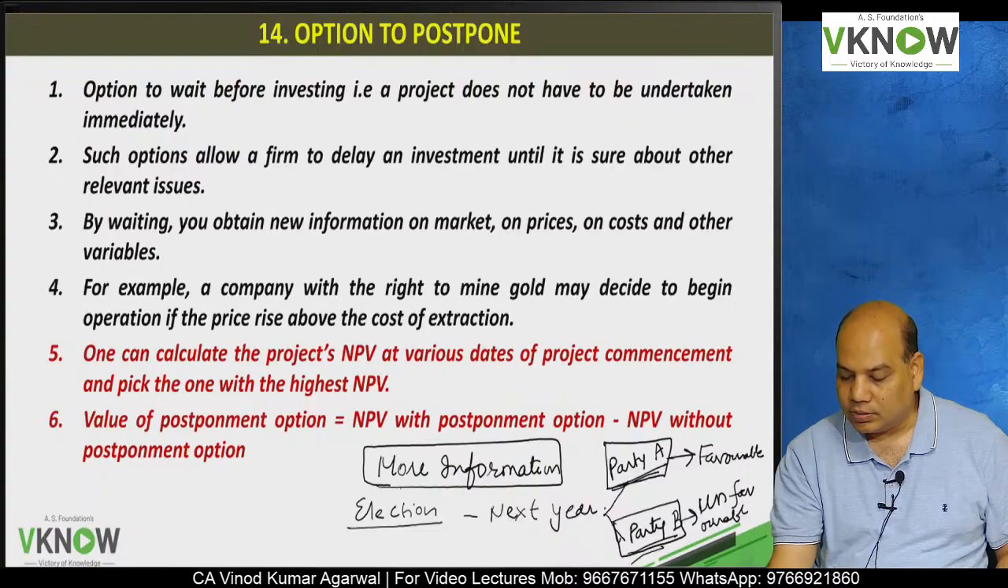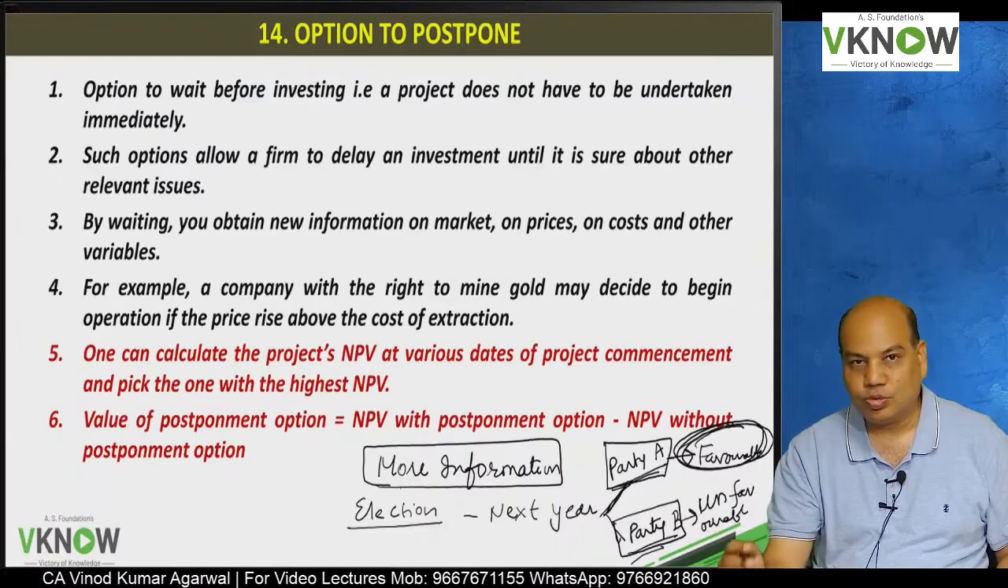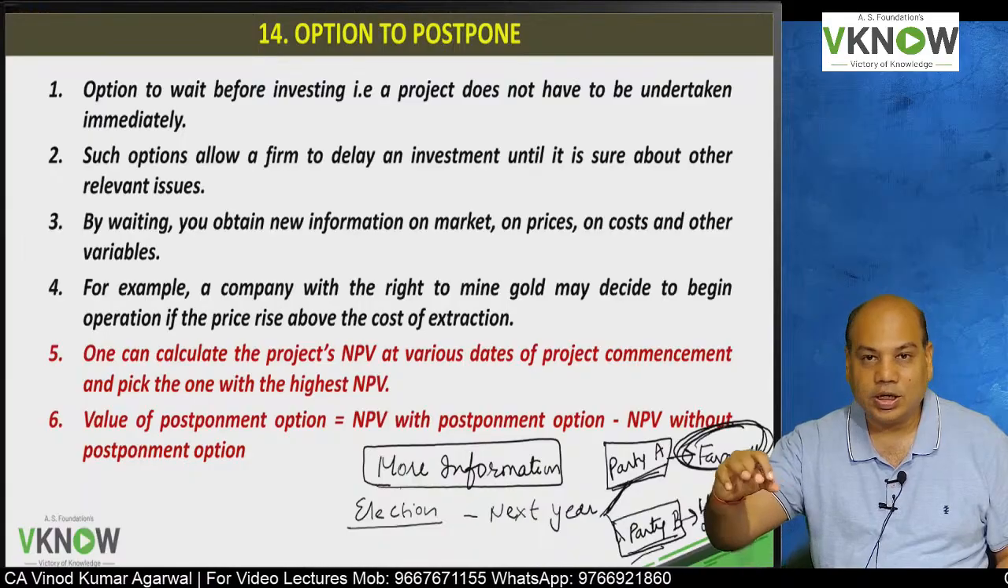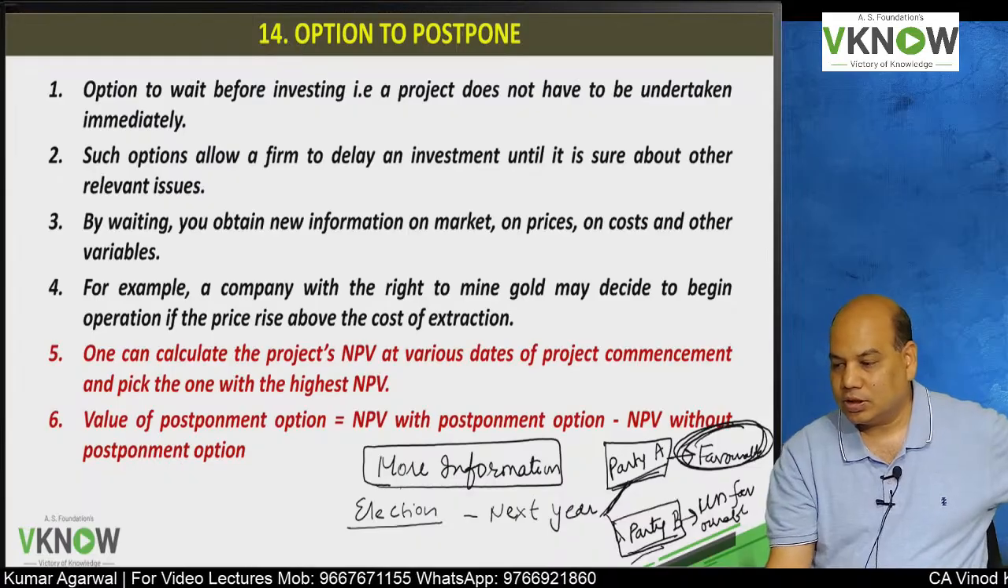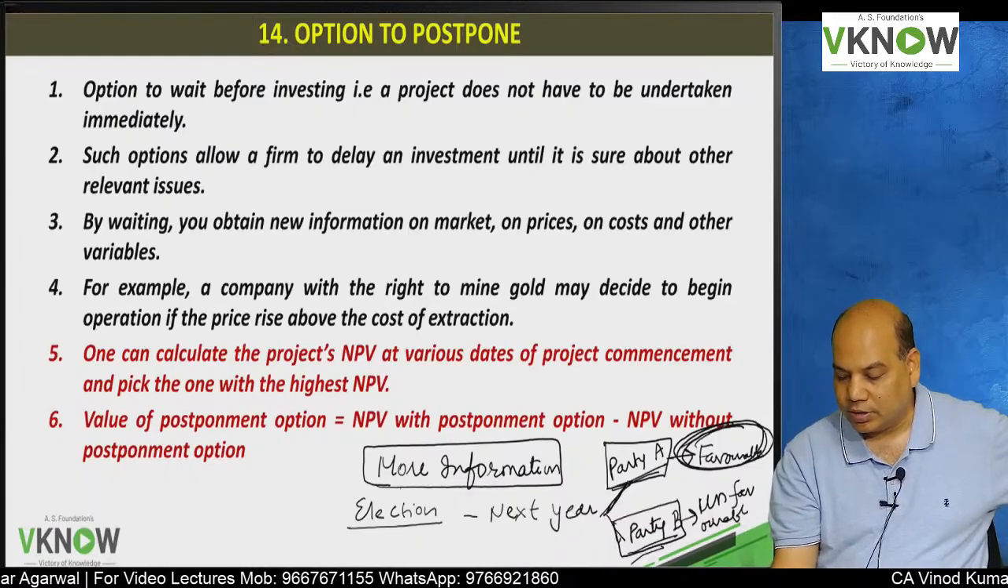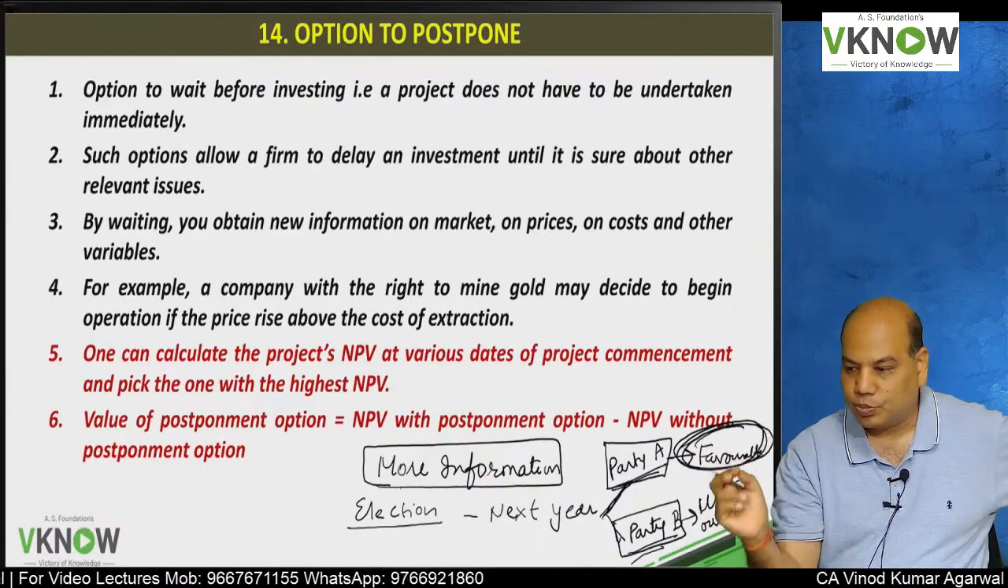So if I wait for 1 year, I will have clarity whether Party A or Party B has come to power, and accordingly I can take a more informed decision. But for that I have to wait, and there is a cost of waiting, that is called value of postponement option.